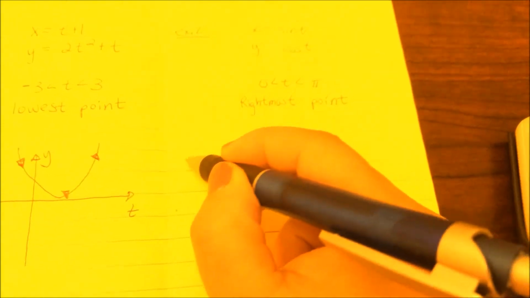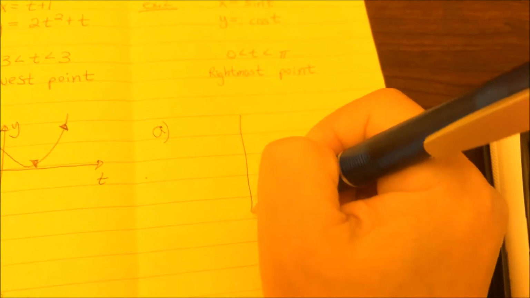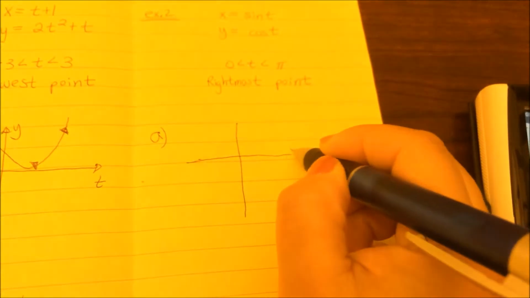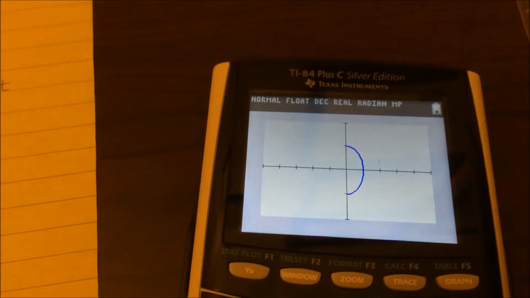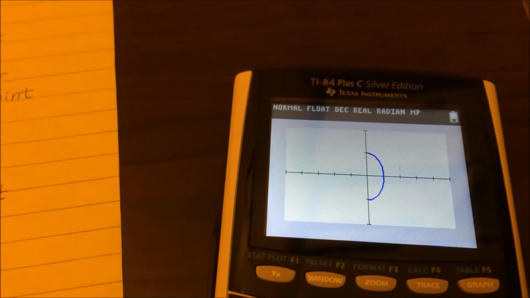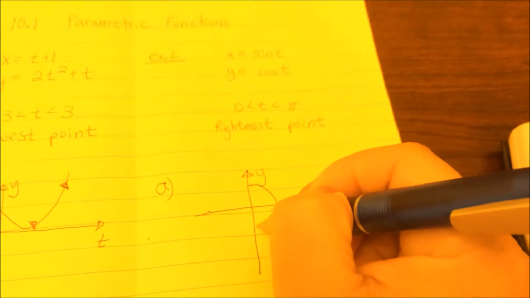So again, part A is to graph it out. So we're going to graph this out in part A. Graph T, right, Y. And then again, the graph of that is going to look something like the sideways, there we are, the sideways parabola or semicircle up here. So something like this, okay? And then again, we have to do the direction.